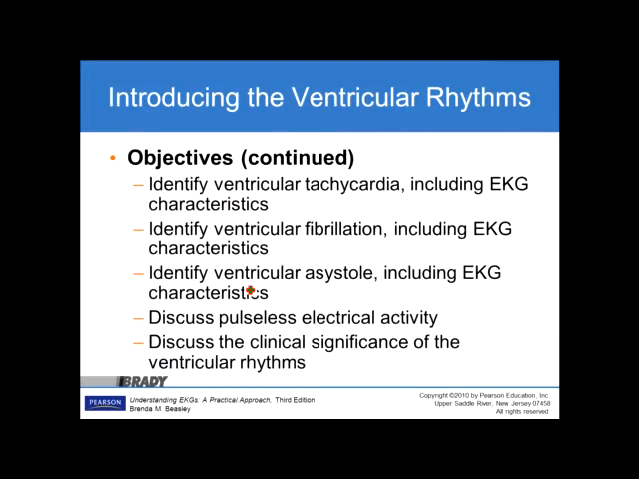Identify ventricular tachycardia, including EKG characteristics. Identify ventricular fibrillation, including EKG characteristics. Identify ventricular asystole, including EKG characteristics. Discuss pulseless electrical activity, and discuss the clinical significance of ventricular dysrhythmias, or rhythms.